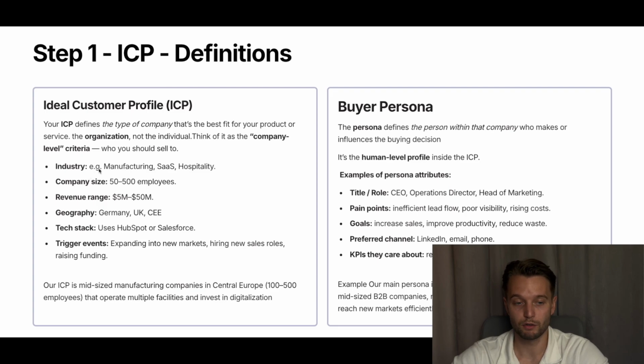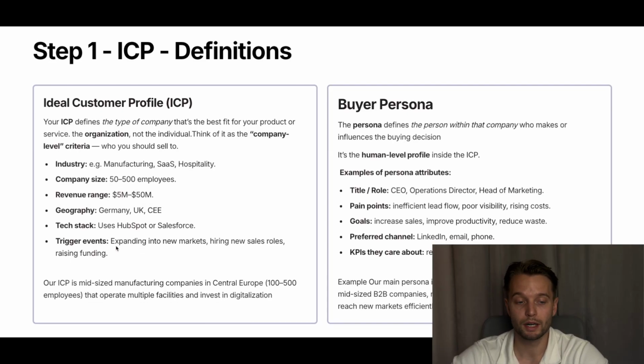This list should contain information about the industry, the company size, revenue, geography, the tech stack they use, maybe this is something important for you, or trigger events that tell you which company might be interested in your service as of now. For example, they're expanding into new markets, hiring new sales roles, or raising funding. As an example, we can say that our ICP is mid-sized manufacturing companies in Central Europe from 100 to 500 employees that operate multiple facilities and invest in digitalization.